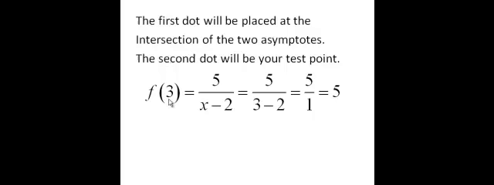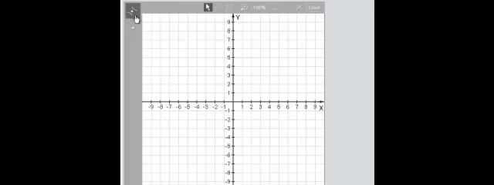And how will we know where to put that? We'll plug 3 into our function and get 5 over 3 minus 2, which gives us 5. So we're going to plot that point 3, 5. Let's go to WileyPlus. We'll drag our graphing object onto the grid.